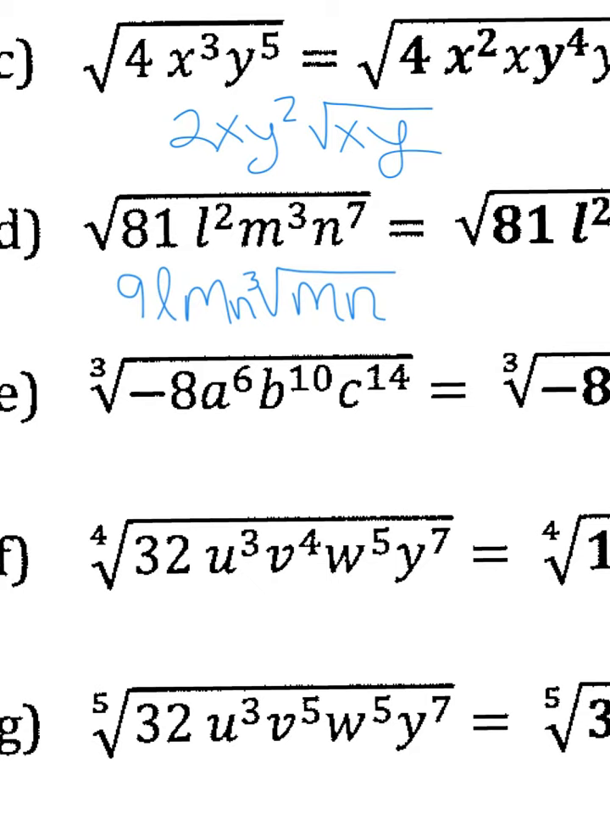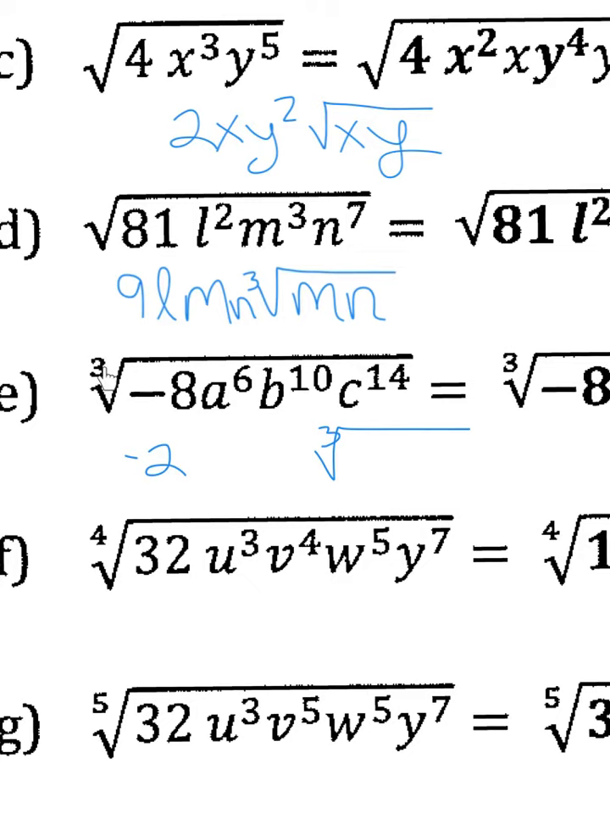Down here, same thing, except now the index is 3. So I'm going to make groups of 3. First of all, -8 is a perfect cube. I think we talked about this on a previous page. The cube root of -8 is -2. And then I'm going to put my radical over here, but I have to remember that if the index isn't 2, I have to write that index in there. So I have an index of 3.